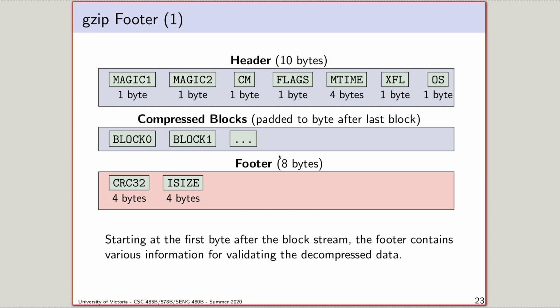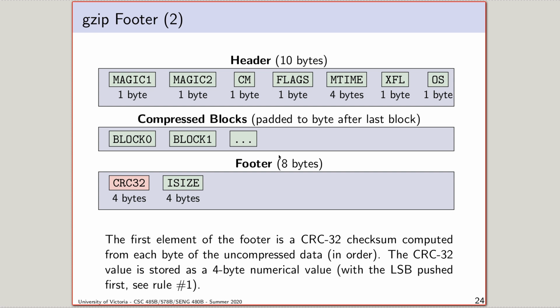And then, after the block stream ends, we start at the first byte boundary there. We have these 2 4-byte values. And so they are numbers, and they get pushed according to rule number 1. So the first one is a CRC32 checksum. So CRC32 is a particular checksum algorithm. Because we don't want to argue too much about that, I've provided code from an open source project that computes that for you in the assignment. You can use it if you want. You don't have to. I don't see why you wouldn't want to use it.